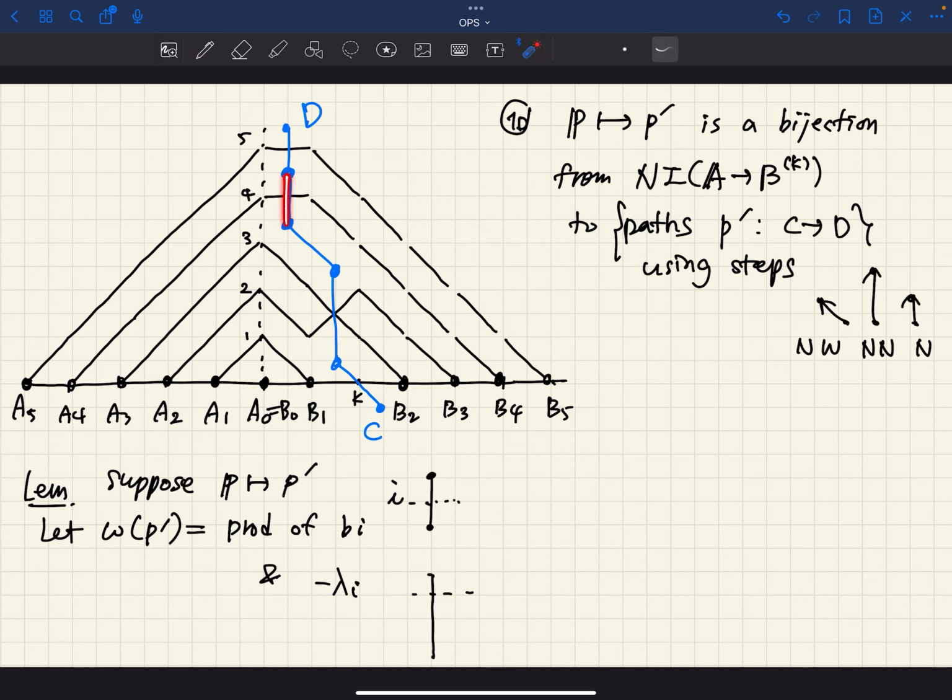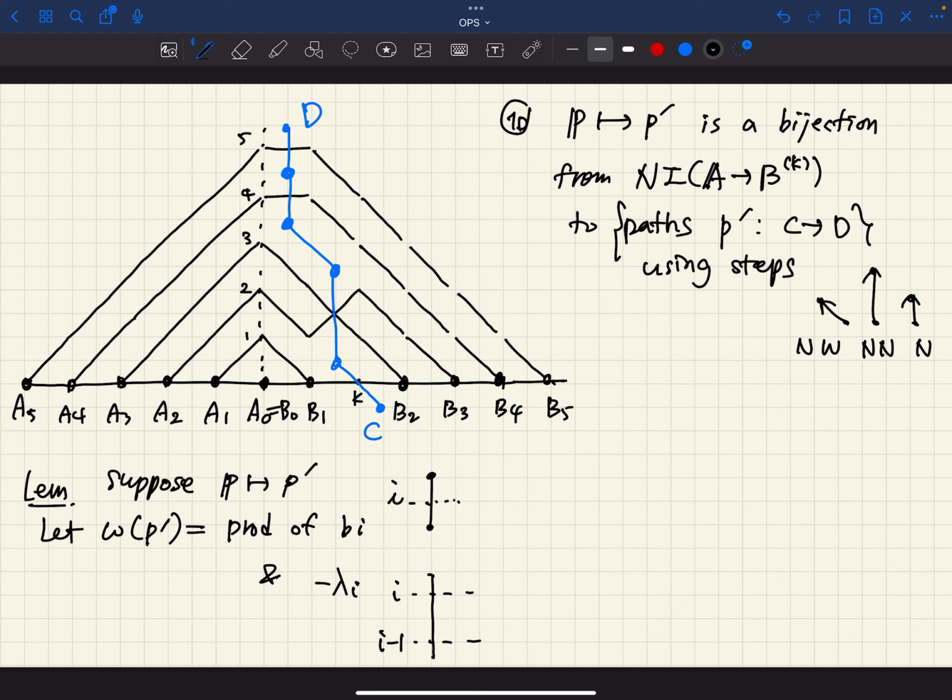For instance, this intersects with a line y equals i, and this intersects two lines, y equals i and i minus 1. For this double north step, we put the weight minus lambda i. For this north step, we multiply the weight b_i. So you take the product of all of this. For instance, this doesn't have any weight.